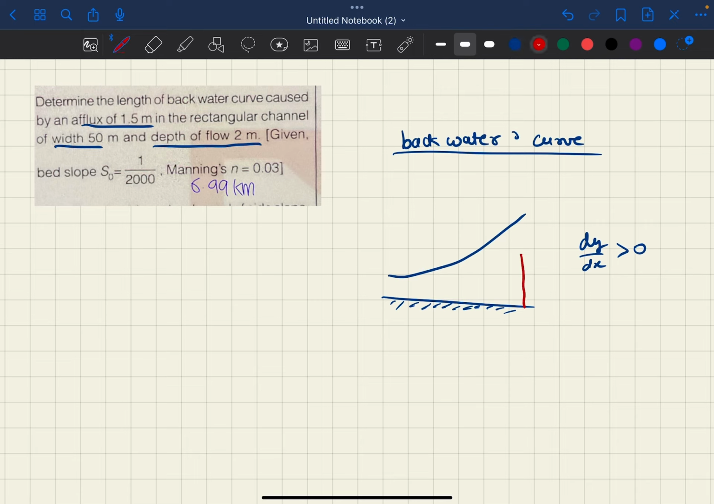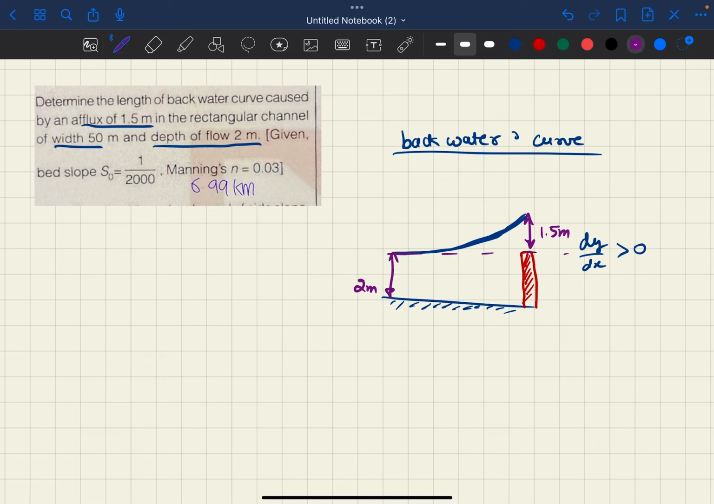That means there is some kind of obstruction here, and this particular height, the afflux, is 1.5 meters, and the depth of flow is 2 meters. So the normal depth of flow is 2 meters and afflux causes 1.5 meters. So I'll draw the diagram again so that it's uniform. Like this. Okay, so 2 meters is this height.